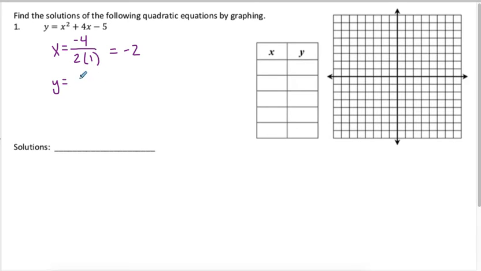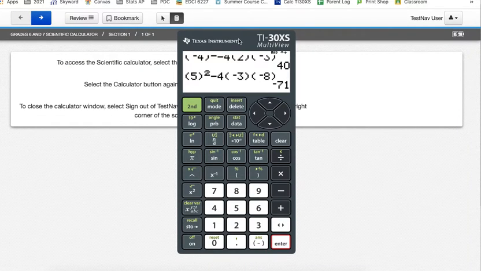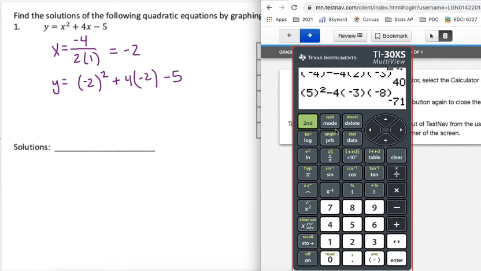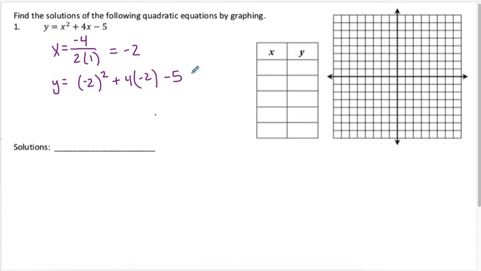And so if we find y, this is reviewing what we did kind of day 2 here. Okay, so I'm going to use my calculator to find this value. So -2 squared plus 4 times -2 minus 5. Oh, that doesn't like that negative. All right, so we get a -9 here. So we know our vertex in the center is at -2, -9.